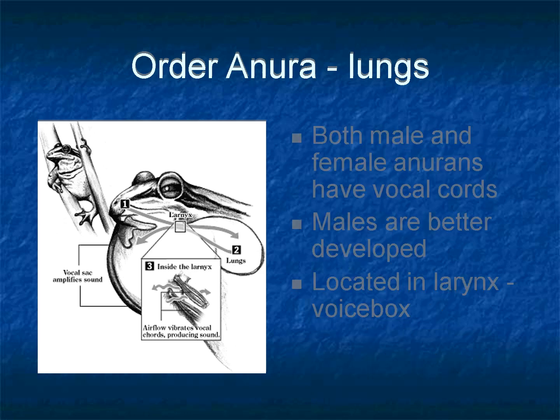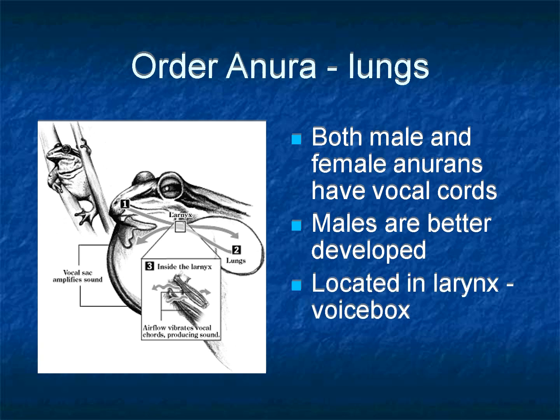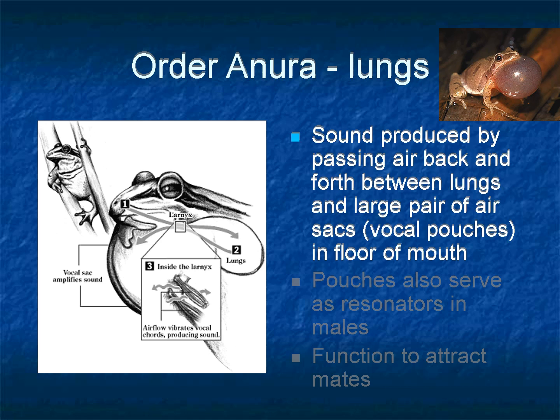Frogs produce different sounds, and both male and female frogs have vocal cords. But the male vocal cord is better developed than the female's. As you might remember from the previous lecture, the male produces mating calls during the breeding season to attract females. Further, these vocal cords are in the larynx region, also known as the voice box. Anura produce sound by passing air back and forth over the vocal cords that are present between the lungs and the vocal sac in the mouth.